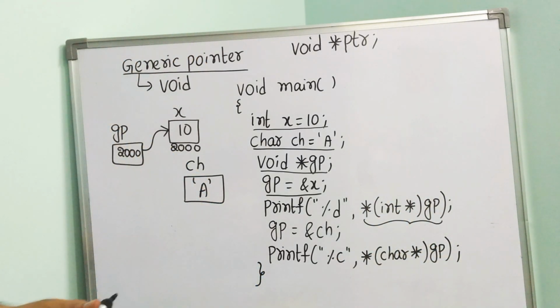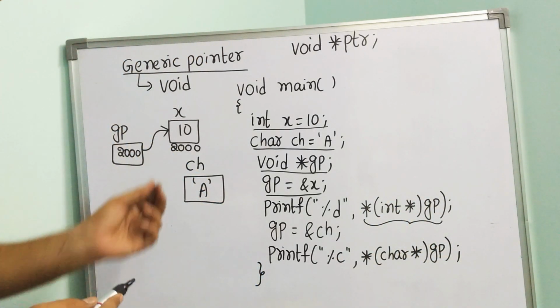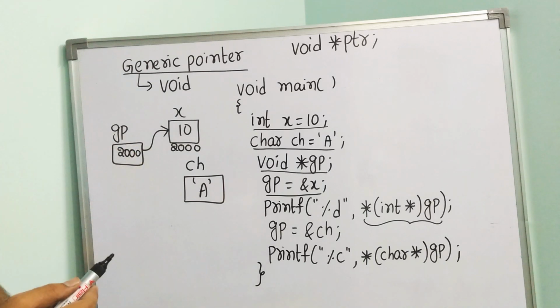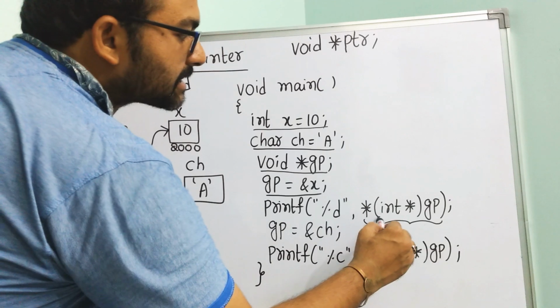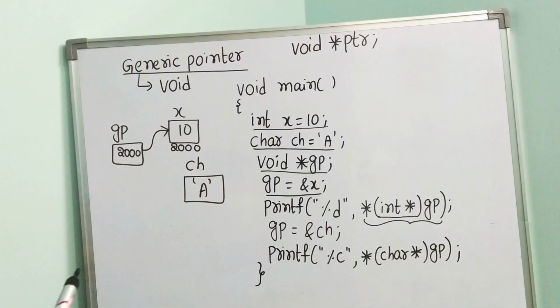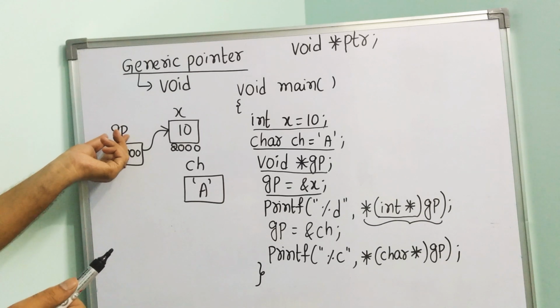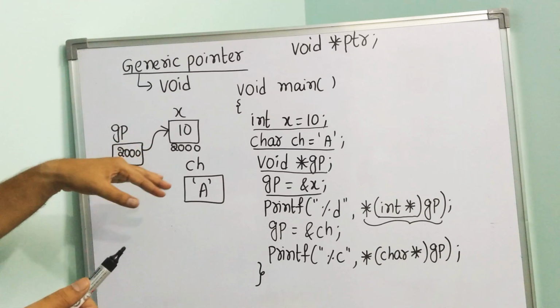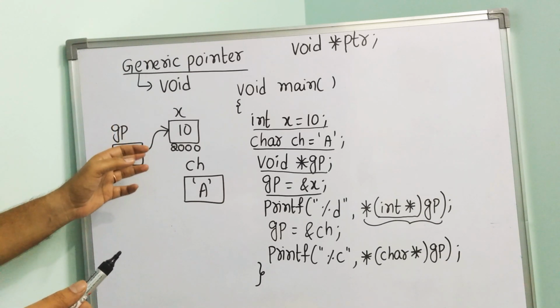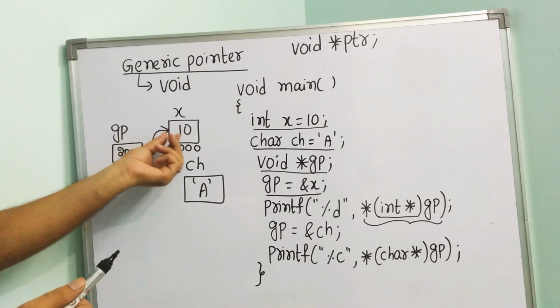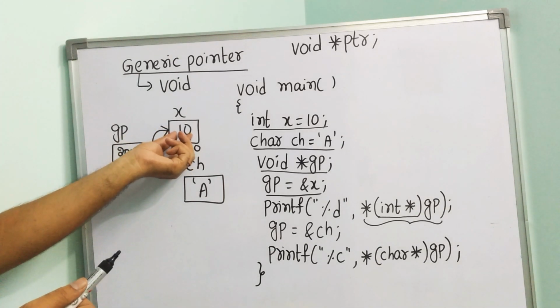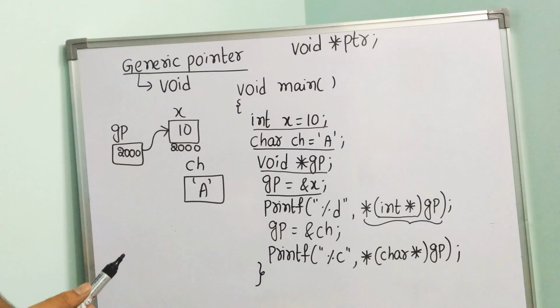Generally star GP means the contents pointed to by GP. Since it is a generic pointer, we are performing this typecasting int star. So it is typecast to the integer data type, and once the generic pointer is converted into an integer pointer, it will be able to access the data inside, because this x is an integer data type.